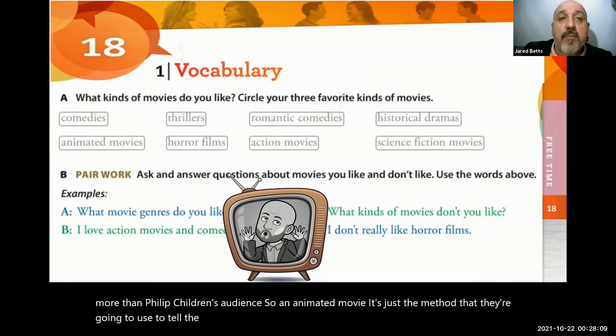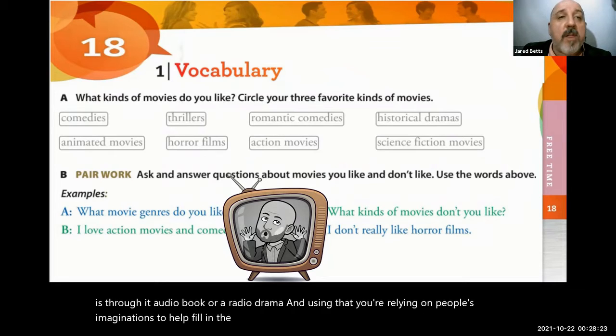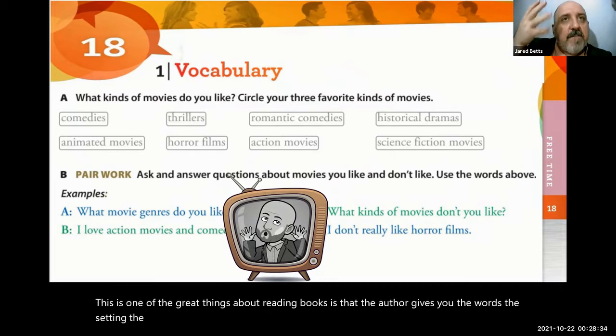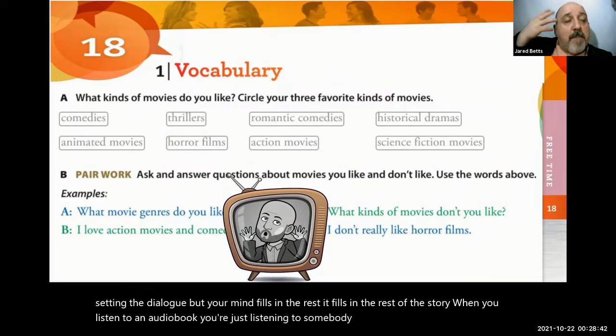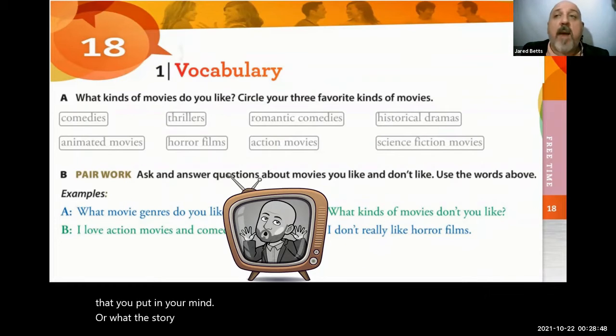The last way that you can present a story using spoken medium is through an audio book or a radio drama. And using that, you're relying on people's imaginations to help fill in the blanks. This is one of the great things about reading books is that the author gives you the words, the setting, the dialogue, but your mind fills in the rest of the story. When you listen to an audiobook, you're just listening to somebody read those words, and the pictures that you put in your mind are what the story is. So these are different ways that you can enjoy them.